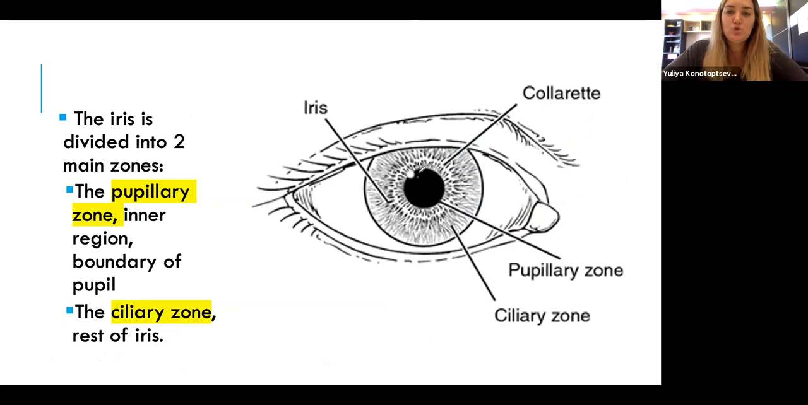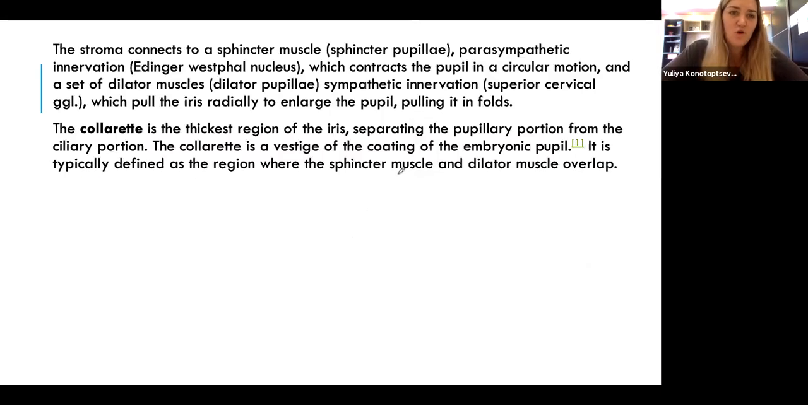Iris is divided into two zones. We have the pupillary zone and we have the ciliary zone. If you have light eyes, you can actually see this area, which is known as the collarette. So in our first slide, the picture I put there is a light eye. You can actually see it there. You can see the junction point. What is collarette? Collarette is the remnant of the coating of embryonic pupil.